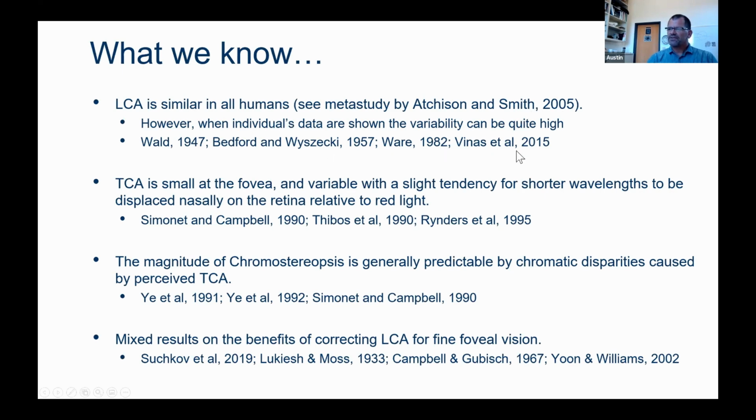And these are some examples of papers that you can look at to see what the variability is. TCA is small at the fovea or along the line of sight. It's variable between individuals, and there's a slight tendency for shorter wavelengths to be displaced nasally on the retina relative to red light. As I had shown on the previous slide, the magnitude of chromostereopsis is generally predictable by the chromatic disparities caused by the measured TCA. And the results of correcting LCA for fine foveal vision are mixed. Some show dramatic improvements, some show less so, depending on the task.